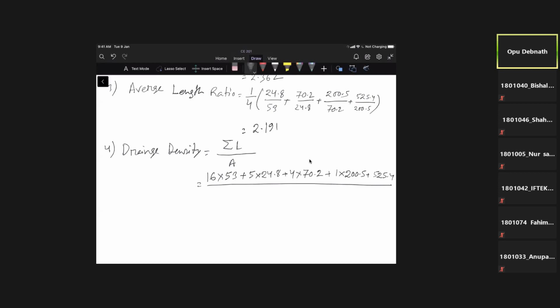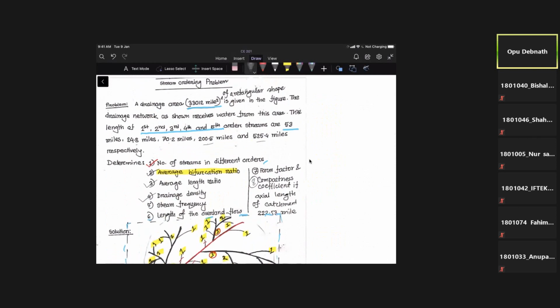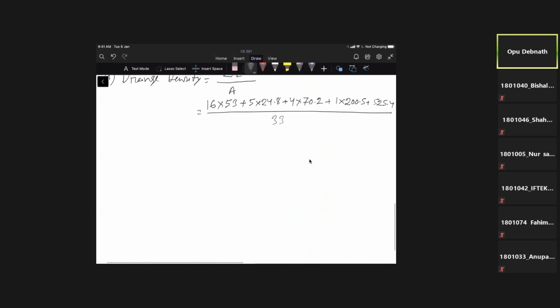And the area is also given in the question. This is 33012. If you solve, this will be 0.0599 mile per square mile. So what is the significance of this result?